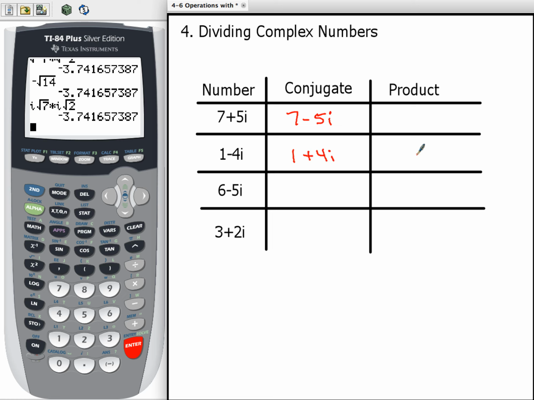Think you got it now? Go ahead and do the next two. Hit pause, come back, and see if you correctly give those conjugates. All right, how did you do with that?